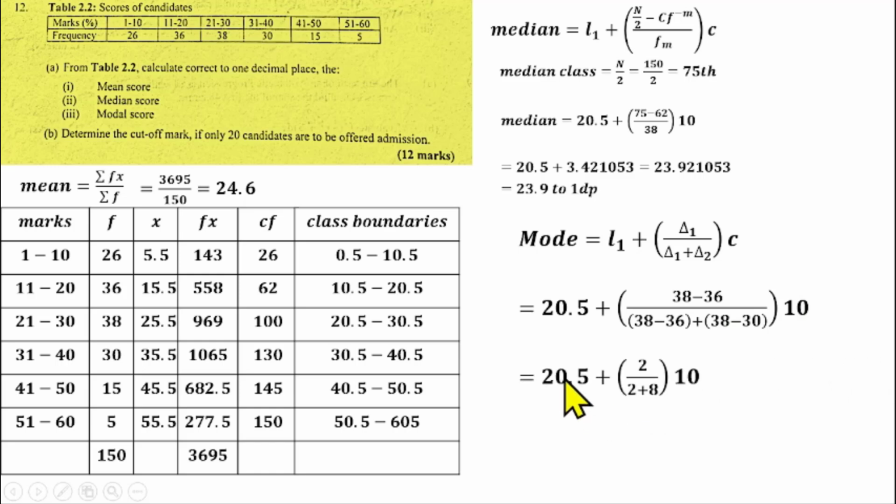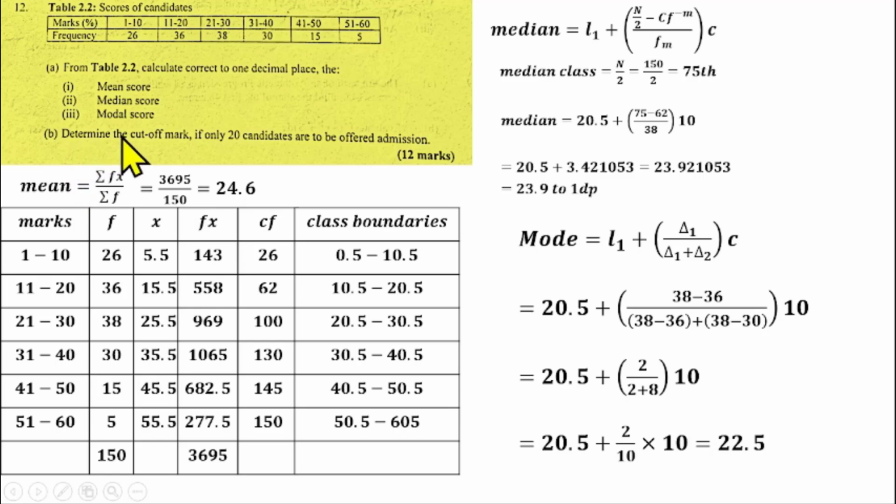If you simplify this further, we have 20.5 plus 2, since 38 minus 36 gives us 2, over 2 plus 38 minus 30, which is 8, multiplied by 10. If we simplify further, we have 2 over 10 multiplied by 10. The 10 cancels the 10. 2 plus 20.5 gives us 22.5. So that's the modal score for question number 12.